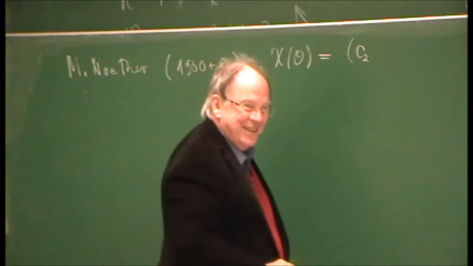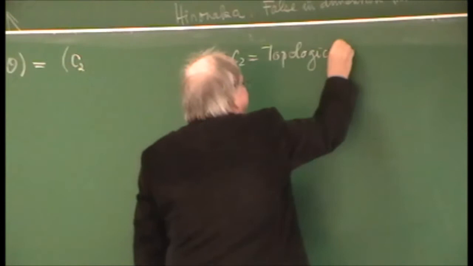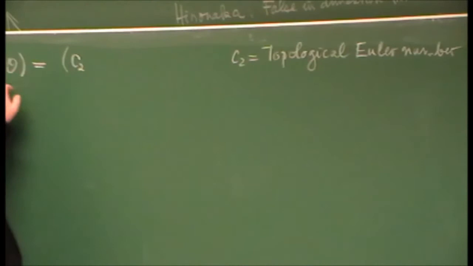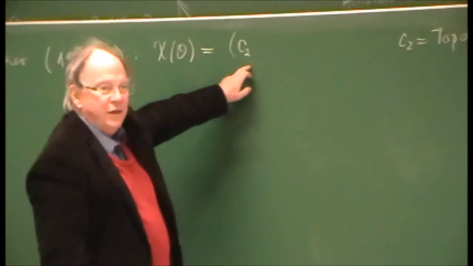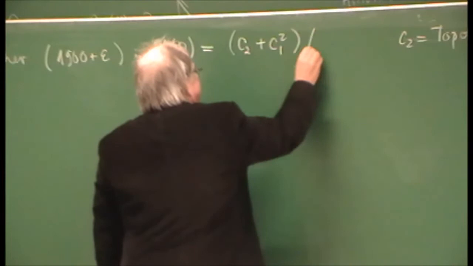Now, you will not be happy to hear that c2 is the topological Euler characteristic, the Euler number of the surface. And so that, I'm not finished with the formula. The formula, by the way, for surfaces is understandable by normal human beings. The formula in higher dimensions is only understandable by non-normal human beings because it gets complicated. This is very understandable. And here's the answer.